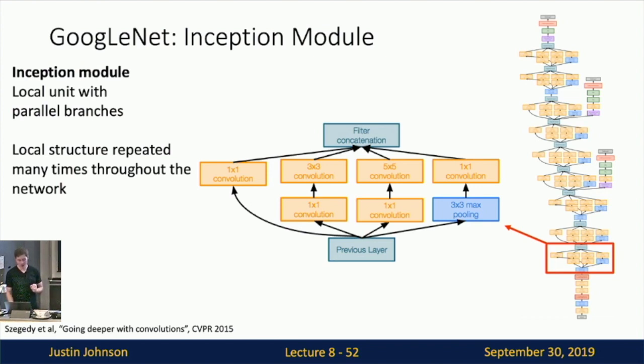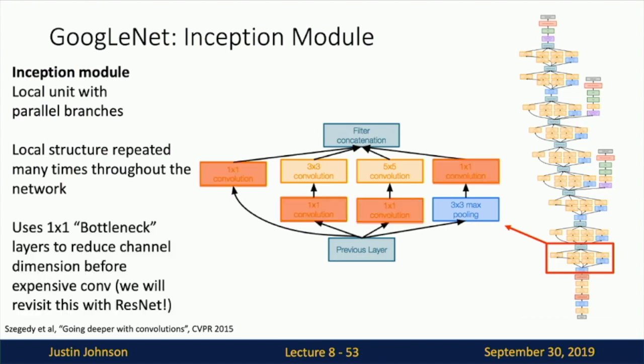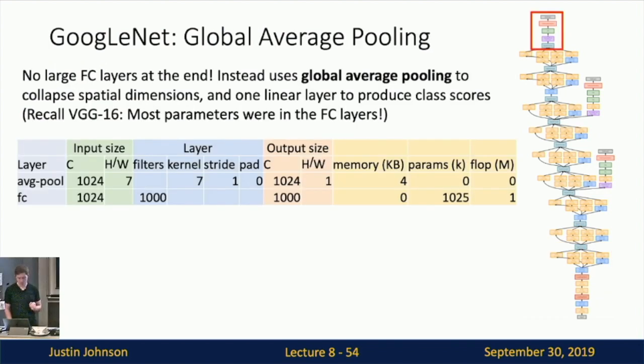The other bit of innovation in the inception module was the use of 1x1 convolutions before expensive spatial convolutions, to reduce the number of channels before doing those expensive spatial convolutions. We'll revisit this idea of 1x1 convolutional bottlenecks when we talk about residual networks in a few minutes, so I don't want to talk about that in detail here.